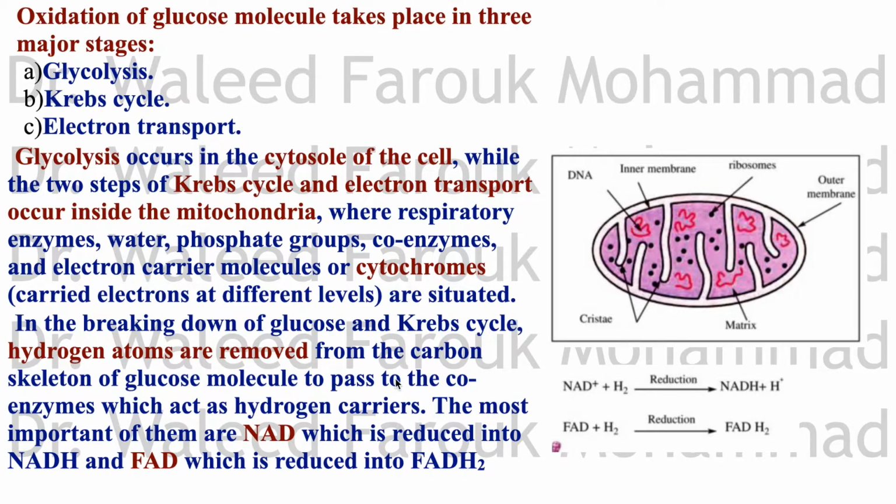During the process of breaking down glucose and the Krebs cycle, hydrogen atoms are removed. And how are they stored? Taken up by compounds called NAD and FAD. See that? NAD and FAD, they get reduced to NADH and FADH2. These are the hydrogen and high energy bond carriers that we'll be talking about inside the mitochondria.